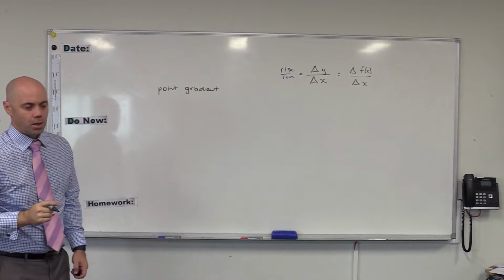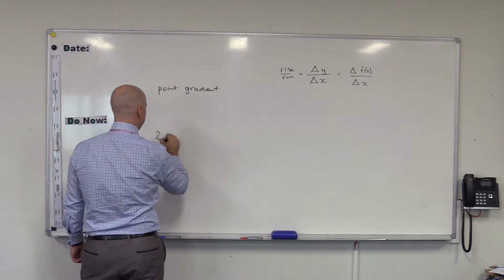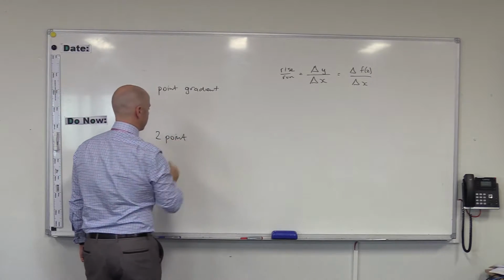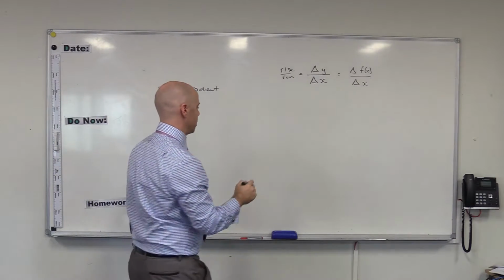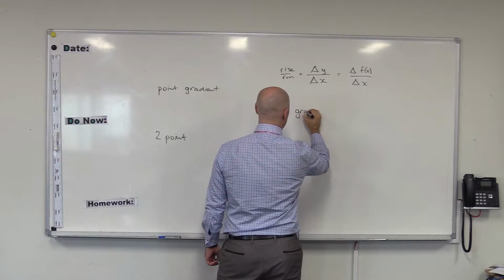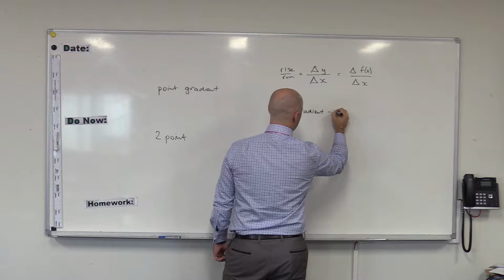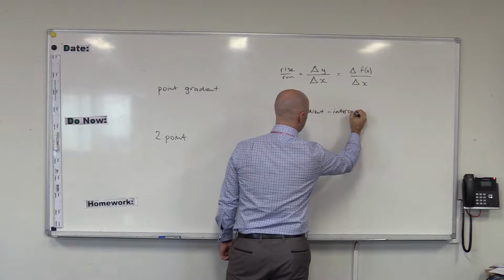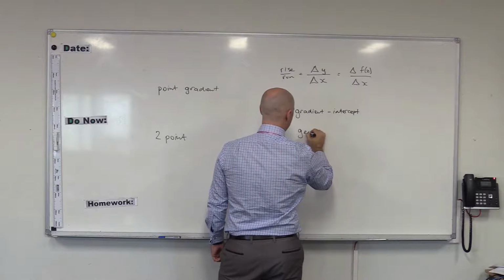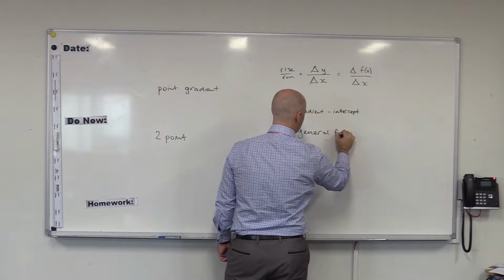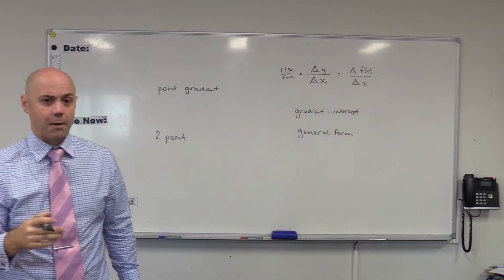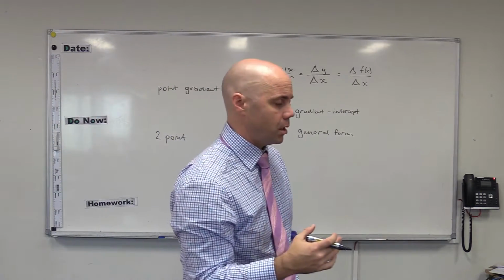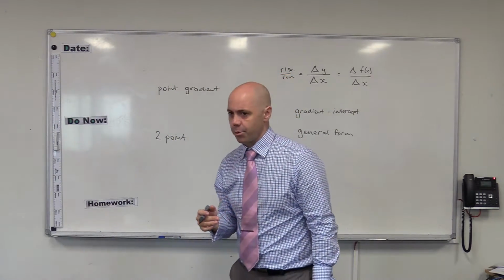Gradient formula. We're going to talk about a 2-point formula. We're also going to talk about the two different ways to write the equations. One is gradient intercept form, and the other one is general form. So let's quickly go over these things, and I'm hoping that for a lot of this stuff it is just revision. It's a refresh of what we did in previous years.